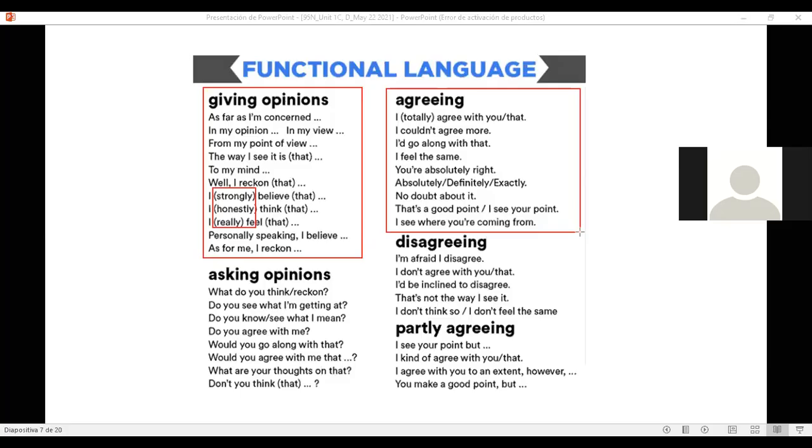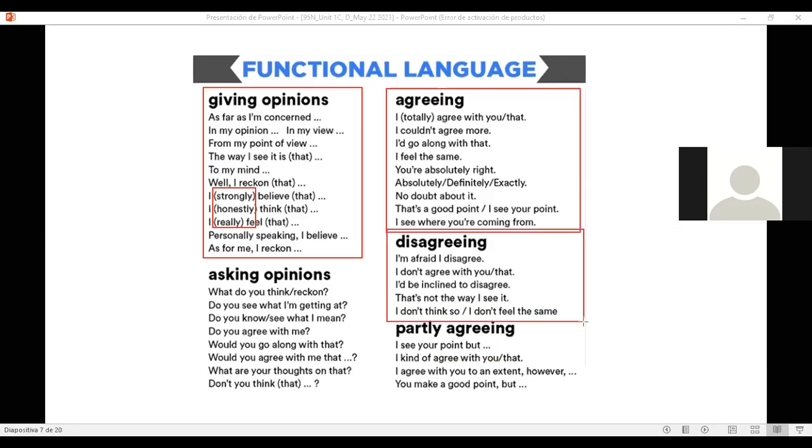No doubt about it. No tengo ninguna duda sobre lo que estás diciendo. And that's a good point. I see your point. ¿Sí? Esa es una buena opinión. O veo tu opinión, veo tu punto de vista, ¿no es cierto? I see where you're coming from. Todas estas frases significan que estamos de acuerdo con lo que la otra persona opina.